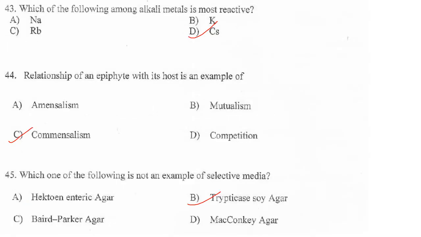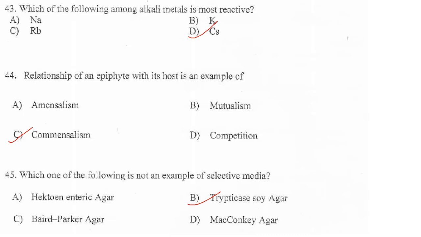Then next one. Which of the following among alkali metals is most reactive? So the reactivity of group 1 elements. Sodium, potassium, cesium are all group 1 elements. The reactivity of group 1 elements increases as you go down the group. Why? Because the atoms become larger, the outer electron becomes further away from the nucleus, and the force of attraction between the nucleus and the outer electron decreases. The outer electron is also lost easily. So the reactivity increases down a group and cesium will be the most reactive.